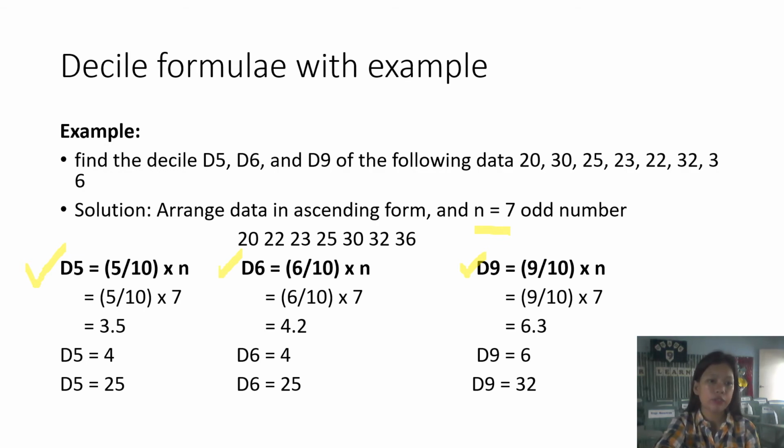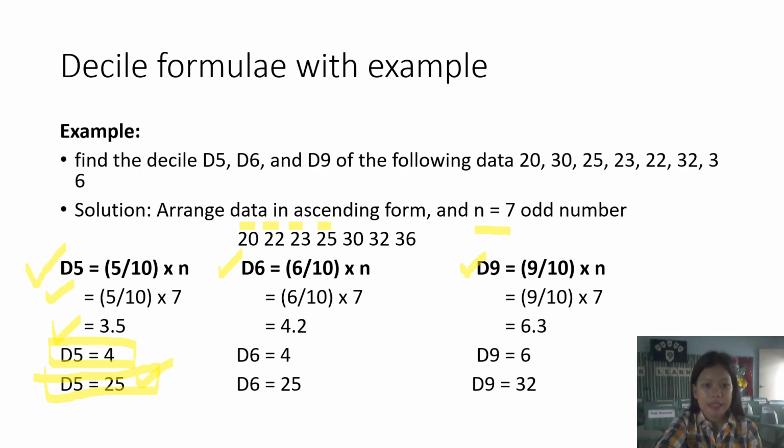So for D5, or the 5th decile, we have 5 over 10 times 7 equals 3.5. Round it off, we have the answer 4. So, from the first data, we count 1 to 4. The first data is 20, the second is 22, the third is 23, and the fourth data is 25. So 25 is the 5th decile, meaning 25 and below, or 20 to 25, falls under the 5th decile distribution.